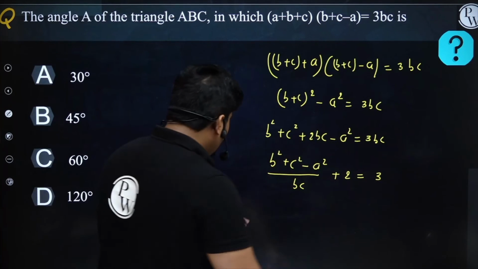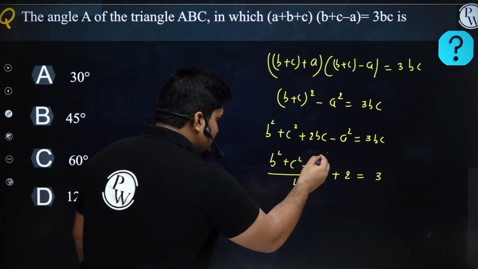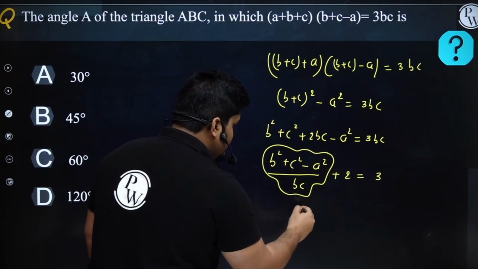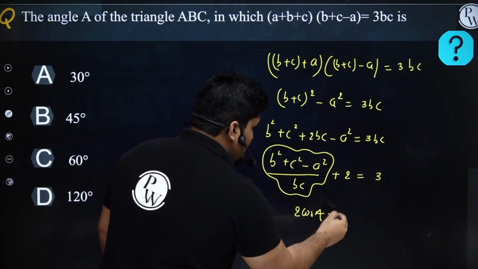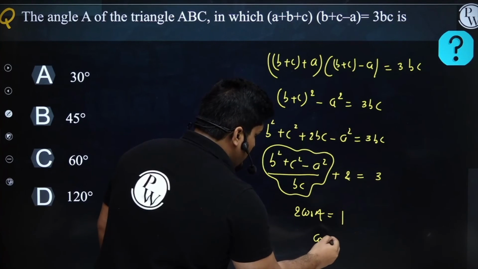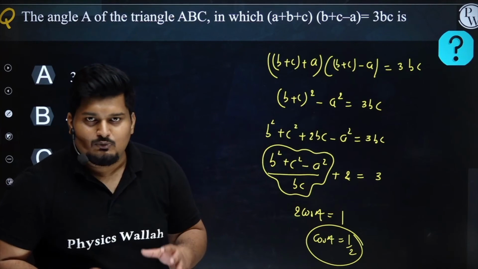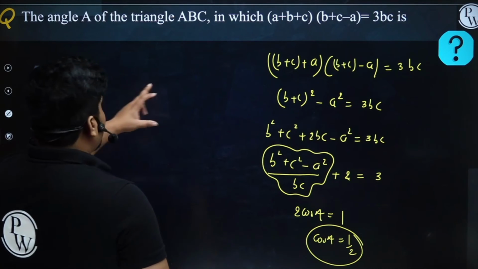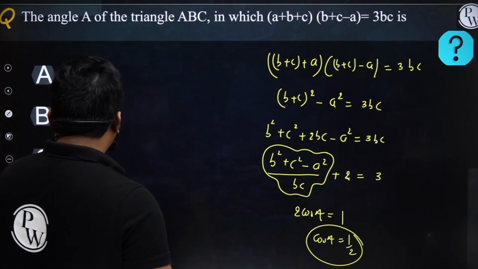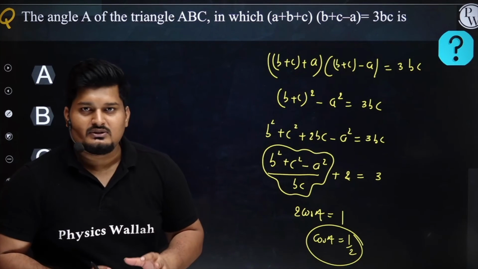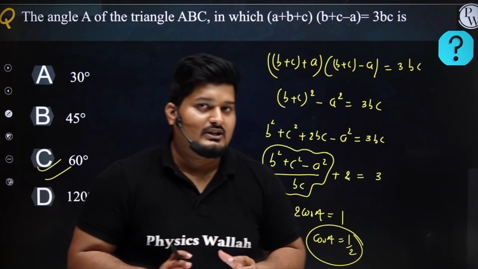Now again what we can do? We can divide by 2 here. What is it, guys? This is basically 2 cos A. So 2 cos A will be equal to 3 minus 2, 1. So cos A is equal to 1 upon 2. If cos A is half, what will be angle A? You see, angle A will be equal to 60 degree. The C is the correct answer for you. C, the 60 degree will be the correct answer.